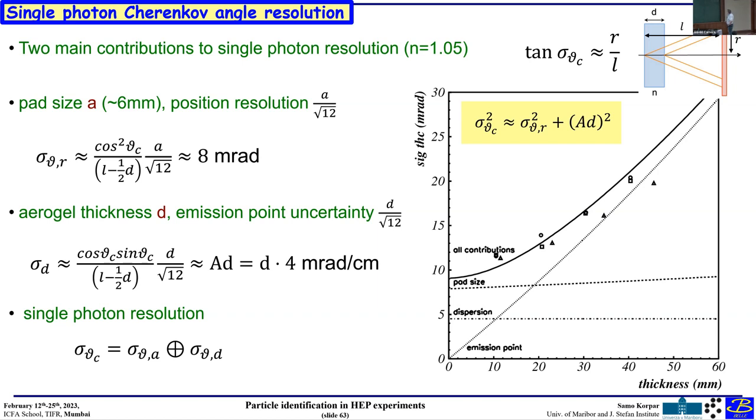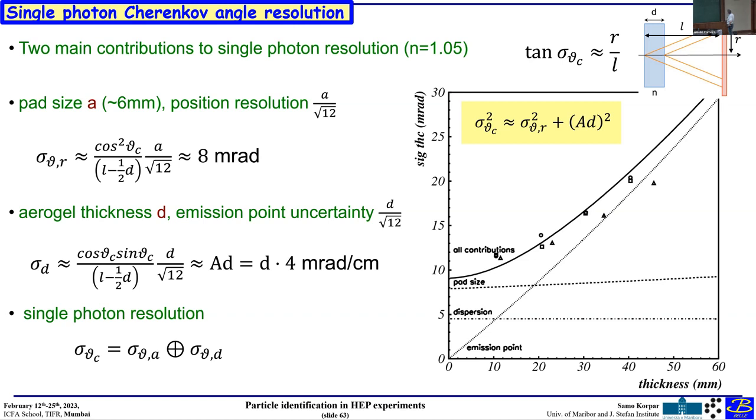And if you calculate the contribution from the thickness of the aerogel, it basically scales with the thickness with some constant, and there is 4 milliradians per centimeter. So with 8 milliradians it matches this one, which would be then a perfect match, more or less. Typically, you try to match the same errors from different sources. And then you can go further to 4 centimeters, and this becomes dominant.